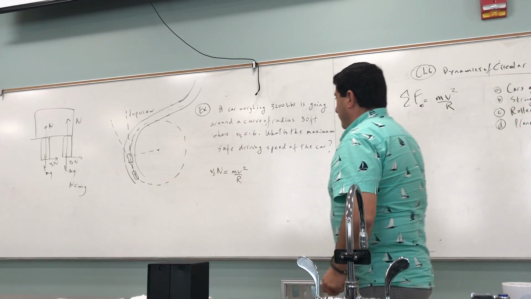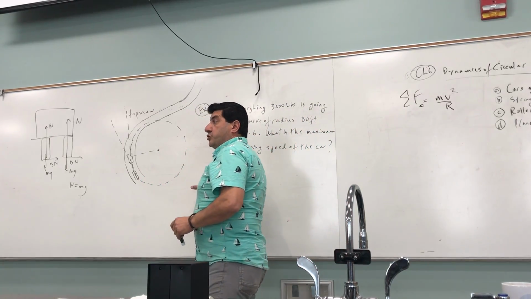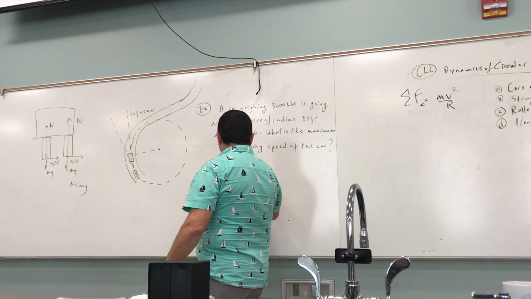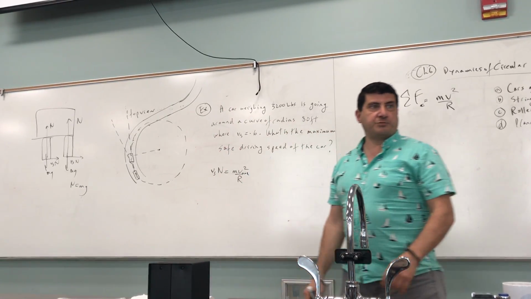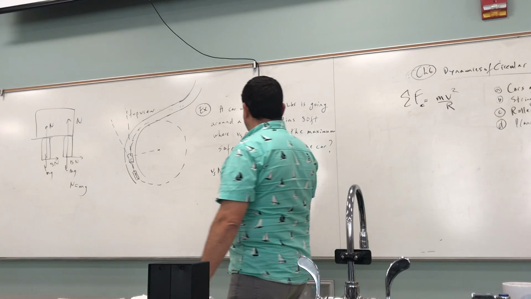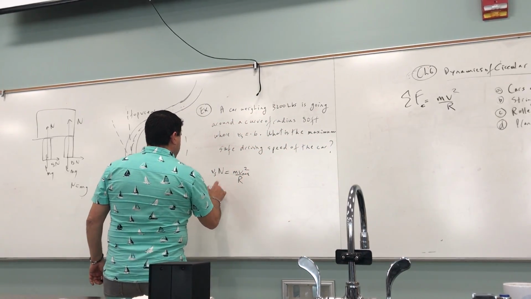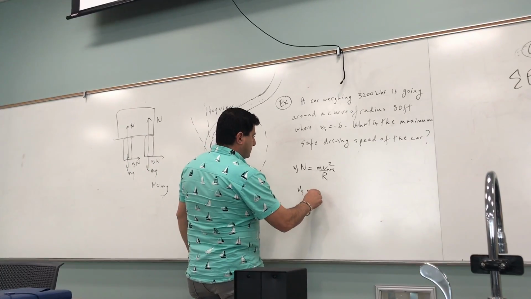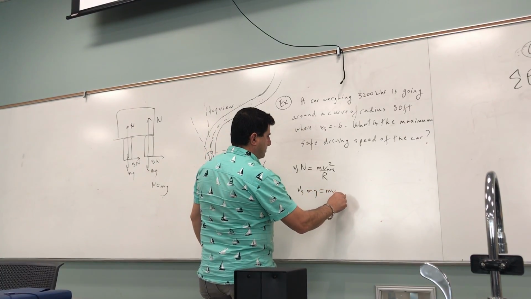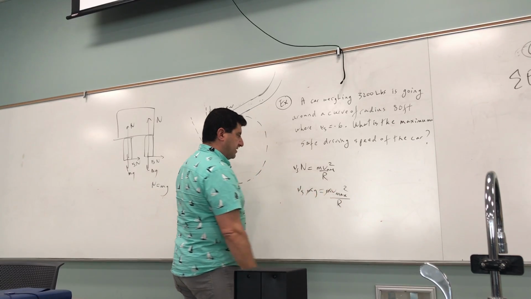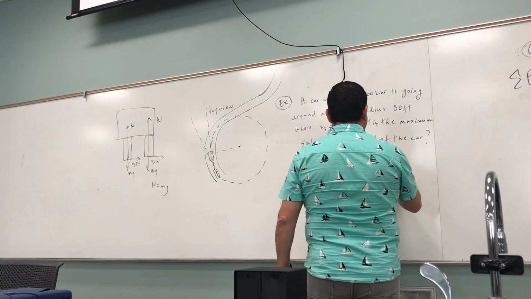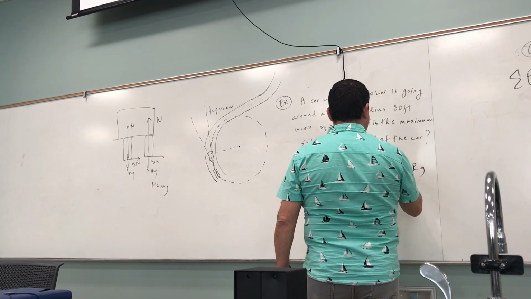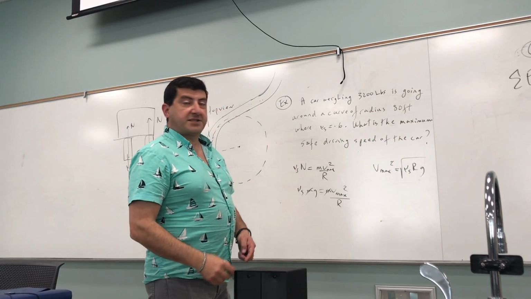So that's how we know that in this case F_s is mu_s N, because we are trying to find the maximum velocity to make the turn. You see? So now, what's the N gonna equal? N is gonna equal mg. M cancels, so v max equals the square root of mu_s r g.